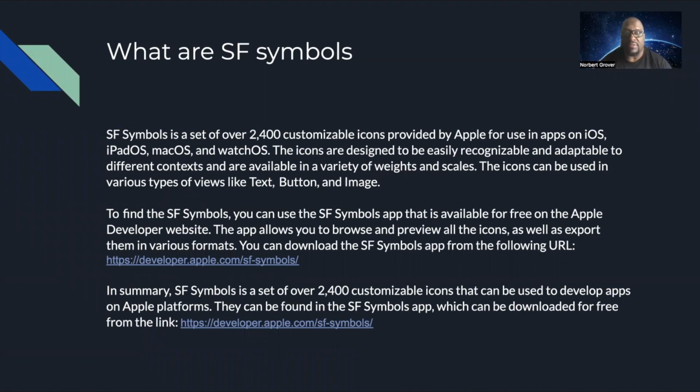To find SF Symbols, you can use the SF Symbols app that is available for free on the Apple developer website. The app allows you to browse and preview all the icons as well as export them in various formats. You can download the SF Symbols app at the following URL right here. In summary, SF Symbols is a set of 2,400 customizable characters that can be used to develop apps on the Apple platform. They can be found in the SF Symbols app, which is downloaded for free right here.